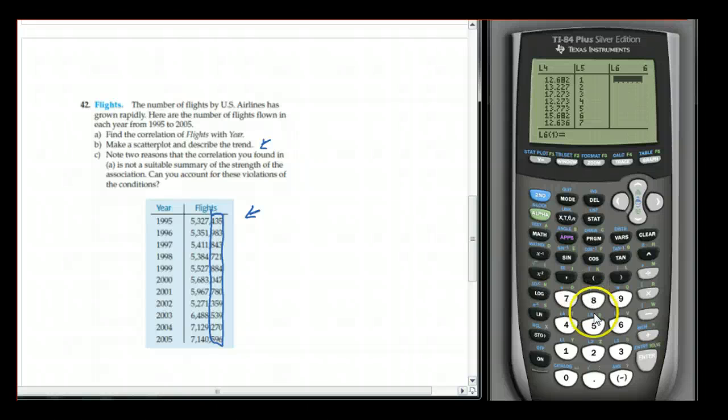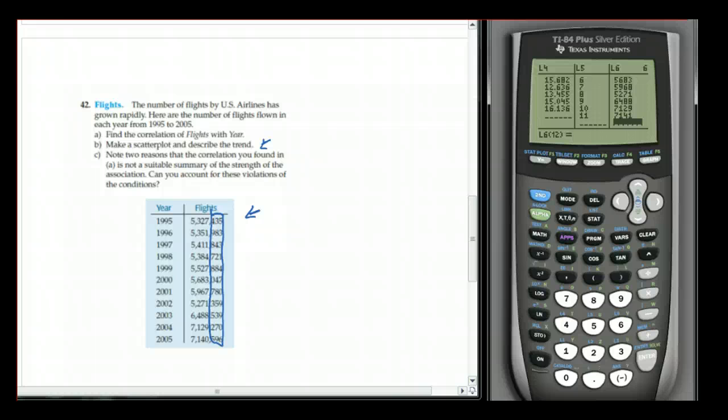Okay, so let's go. 5,327. 327, and again I'll pause this. Make sure you round up if you are going to do this. Round the fourth digit up. Okay, so I got all my number of flights in list 6.